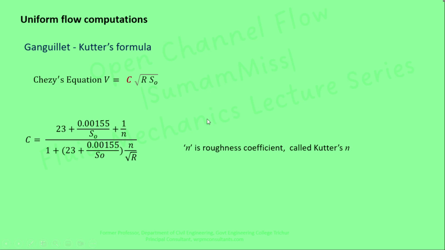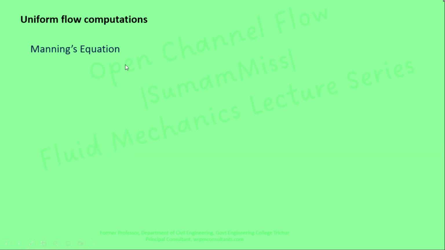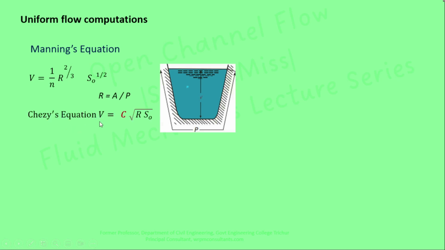Another equation used for the computation of velocity is Manning's equation, represented by v equals 1 by n into R raised to 2/3 into S0 raised to half, where R means hydraulic radius A by P, P is the wetted perimeter, and n is Manning's roughness, or rugosity coefficient. And Chezy's equation for the velocity is v equals C into root of R into S0. If we equate these two equations, we can establish a relationship between n and C. Equating Manning's equation and Chezy's equation, we can relate C equals 1 by n into R raised to 1 by 6. C is Chezy's constant and n is Manning's roughness value or rugosity coefficient.